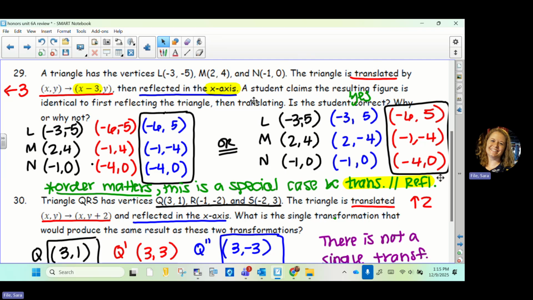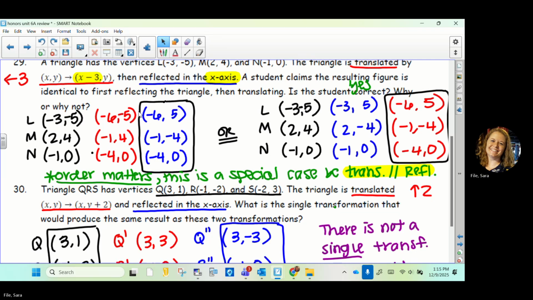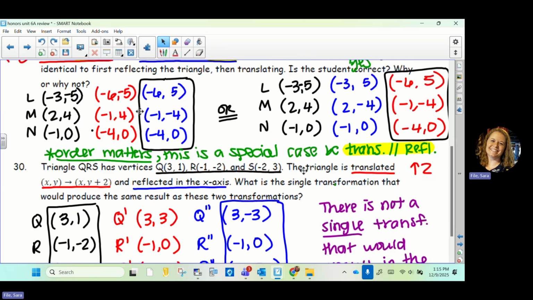And he said 30. Okay, so 30 was asking, given this QRS that we start with, we're told we translate it, and this is the rule. This rule means up two. With the y, we're adding 2 to y, that's up two. So we shift it up two and then reflect over the x. What is the single transformation that would produce that same result?